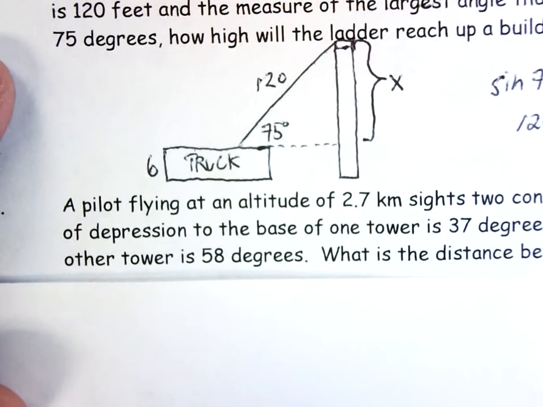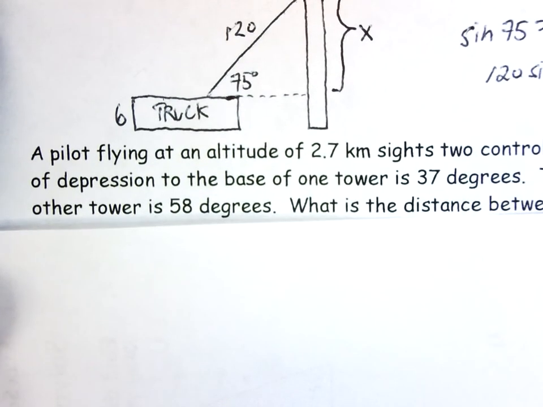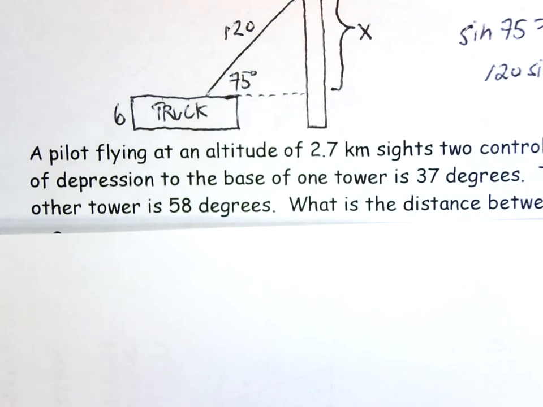Okay, this next one, I really wish we hadn't gotten this one yet. This is a pretty good problem. I would have liked to have done some easier problems first, but it is a good problem, and it's worded kind of funny if you read that first sentence. A pilot flying at an altitude of 2.7 kilometers sights 2 control towers directly in front of her. I don't even know what that means.